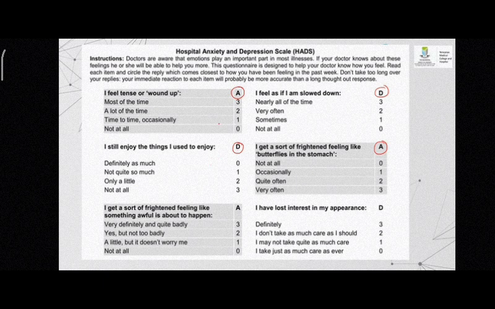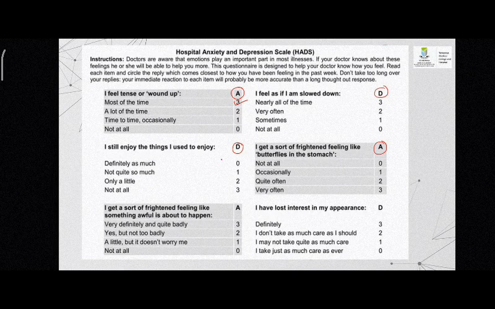So the instruction will be they have to fill immediately, like whichever thing comes to their mind, they have to mark it. So the first question is, I feel tense. So the first option is most of the time, a lot of the time, time to time, occasionally, or not at all. So if they feel that they are tensed, which can be due to anything, they have to tick this particular answer. Then I still enjoy the things I used to enjoy. Definitely as much, not quite, only a little. So they have to mark the answers.